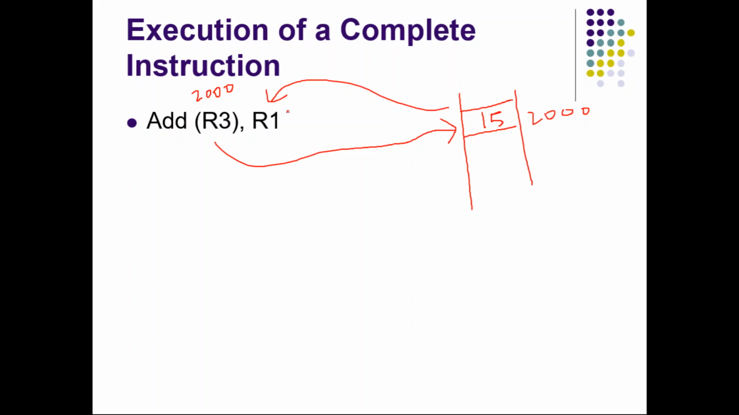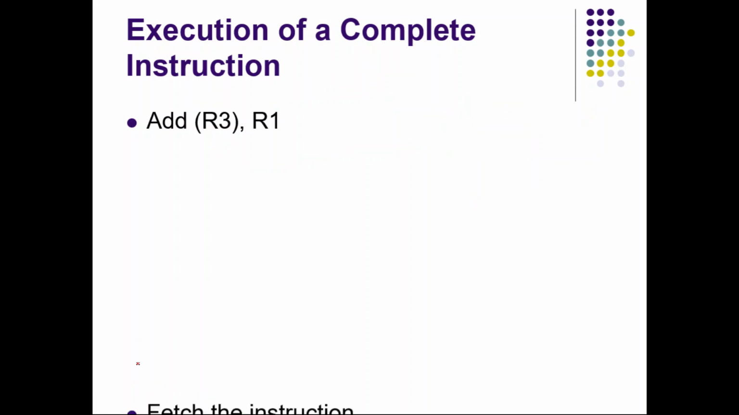Okay, let us assume R1 is a register. Let us assume it contains the value 20, right? So basically this instruction says that the content of the memory location 2000, which is 15, should be added with the content of R1, which is 20, right? And the result should be stored in R1. Okay, finally R1 will hold 35. So that is the final outcome. Okay, but what are the steps involved in that? That is what we are going to understand.